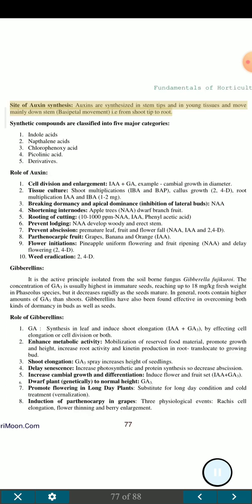Site of auxin synthesis. Auxins are synthesized in stem tips and in young tissues and move mainly downstem, basipetal movement, i.e. from shoot tip to root. Synthetic compounds are classified into 5 major categories: 1. Indole acids 2. Naphthalene acids 3. Chlorophenoxy acid 4. Picolinic acid 5. Derivatives. Role of auxin.